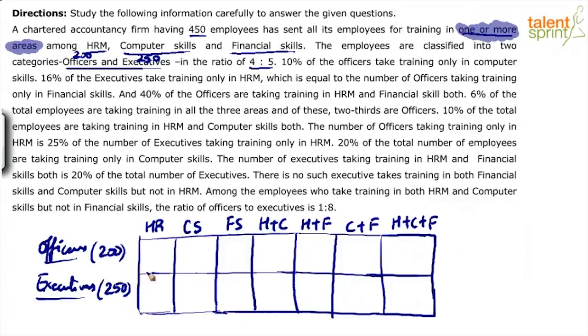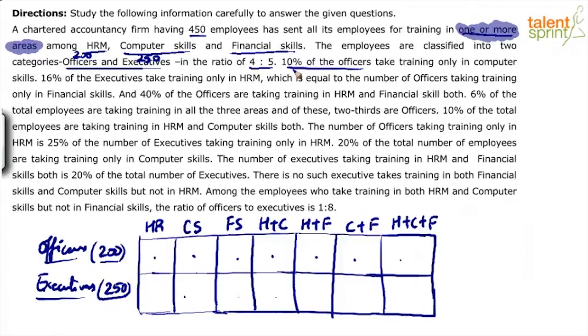So I now know that there are 200 officers and 250 executives, and these officers and executives are distributed across these categories. So only HR, only CS, only FS, HR and CS only, HR and F only, C and F only, and then H, C and F. So 1, 1, 1, 2, 2, 2 and 3. You're getting it? Important points to be noted: the sum of all the cells in the top row should be 200 because total officers are 200. Similarly, the sum of all the cells in the bottom row should be 250. Okay, now let's start filling the gaps.